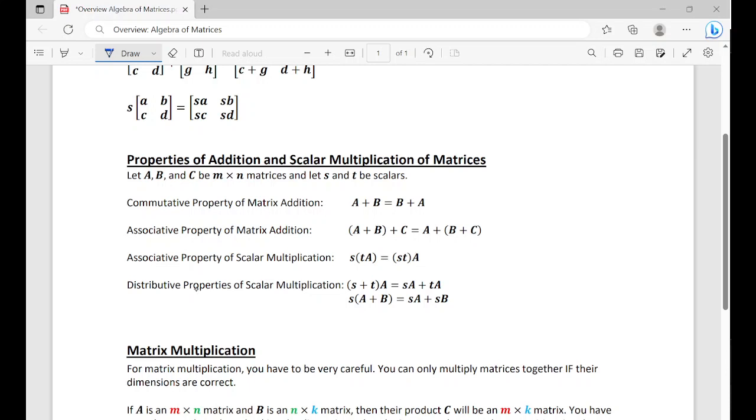And then scalar multiplication is distributive. Two scalars adding together multiplied by a matrix A is just S times A plus T times A. Or some scalar S times two matrices that are adding together is just S times A and S times B. So then you can add those together.